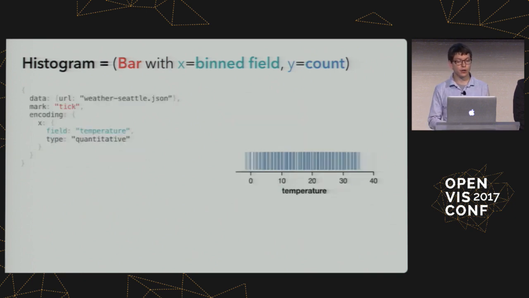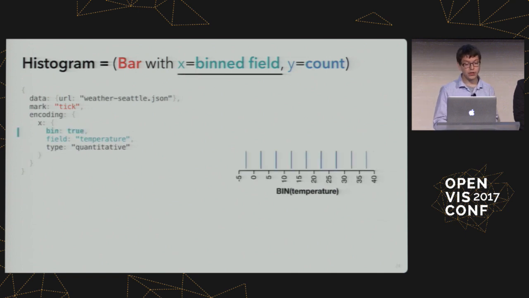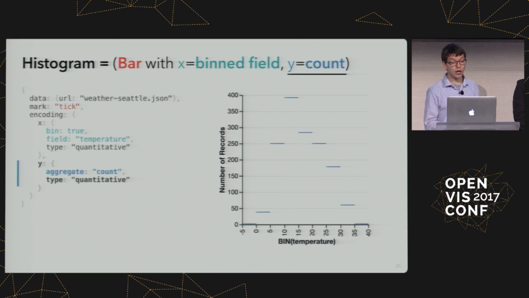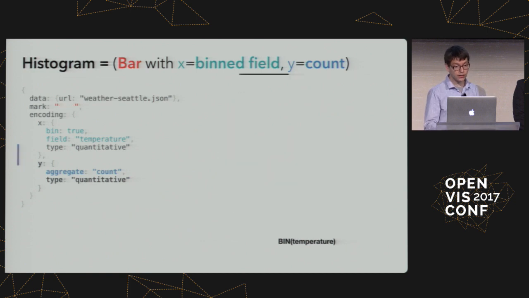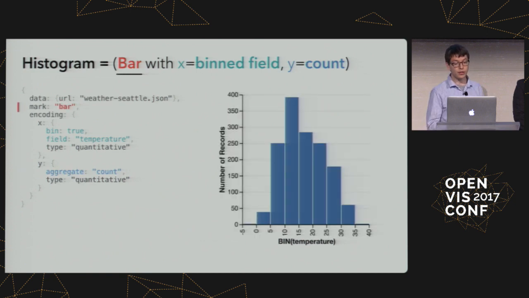How might we transition from the tick mark, from the strip plot, to the histogram? First, let's bin the temperature data. Now the temperature is discretized, and we can aggregate it. We can now encode the count aggregate as the length of the bar, the y position of the tick mark. And then finally, switch from a tick mark to a bar, which creates the histogram. And so now you know how to create a histogram for quantitative data in Vega-Lite.